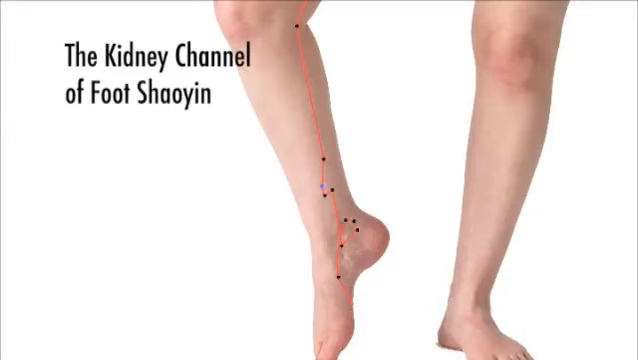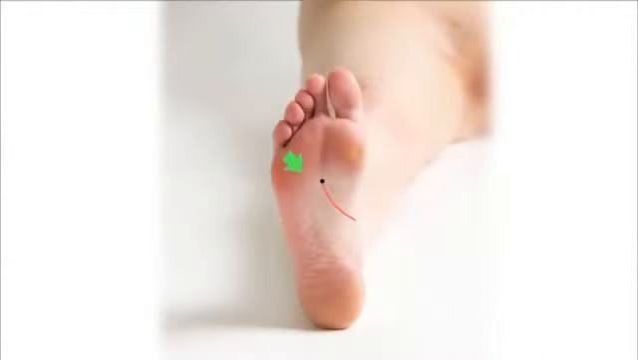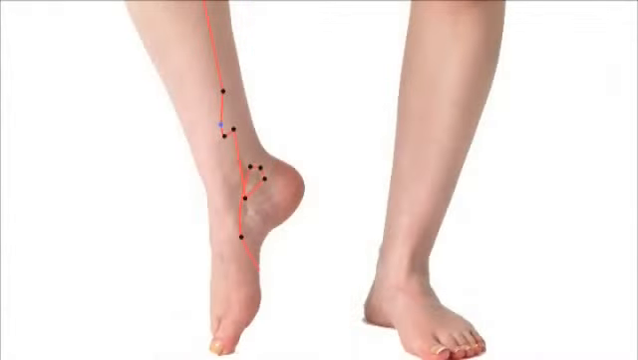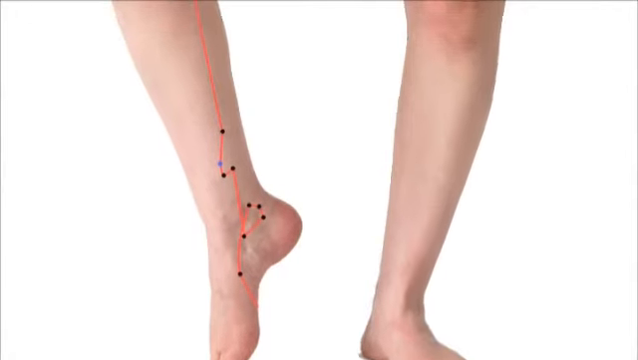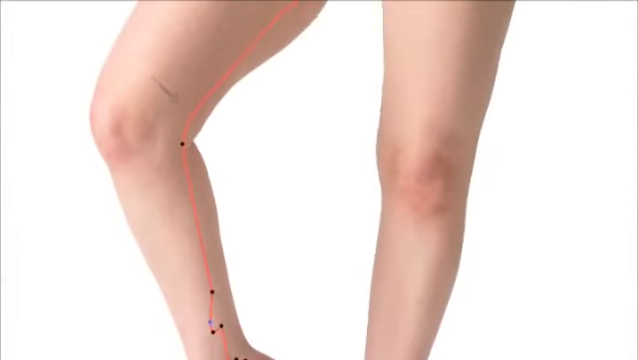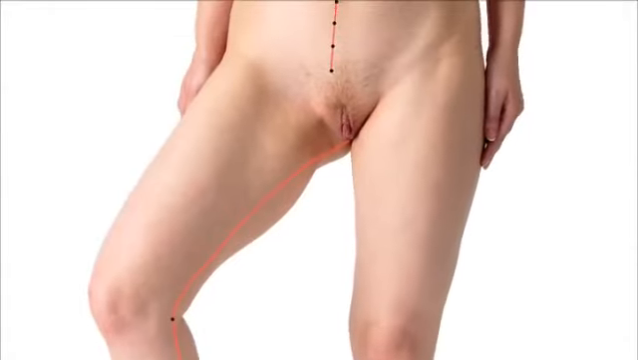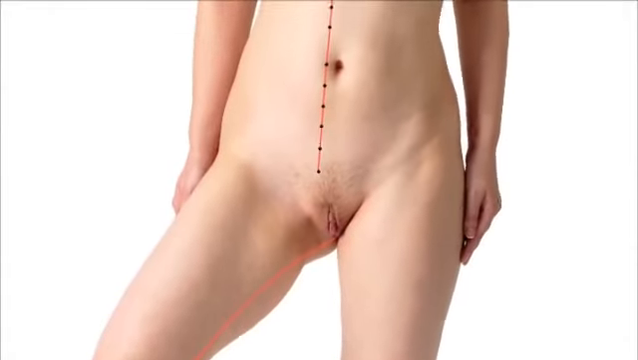The kidney channel of foot Xiao Yin starts beneath the little toe and crosses the sole of the foot to kidney 1. It traverses the medial aspect of the foot, making a little circuit posterior and inferior to the medial malleolus. The channel then ascends the medial aspect of the lower leg, passing through spleen 6 and kidney 10 at the medial aspect of the popliteal fossa. It then ascends the posteromedial aspect of the leg to the coccyx where it meets with Du 1.